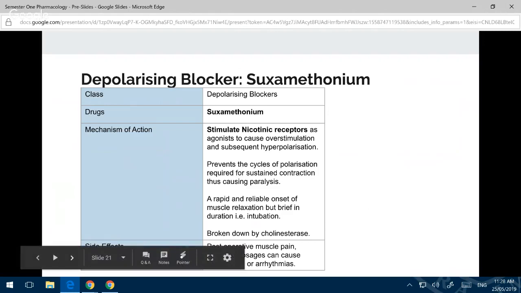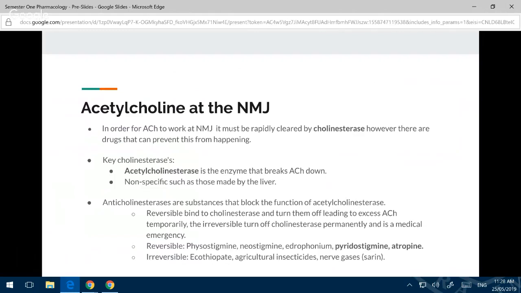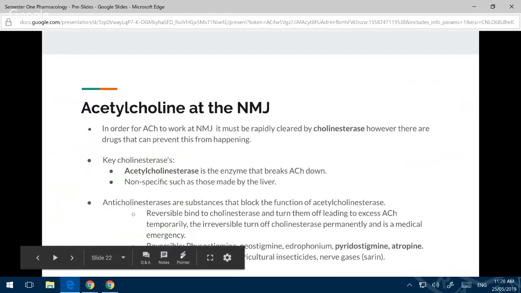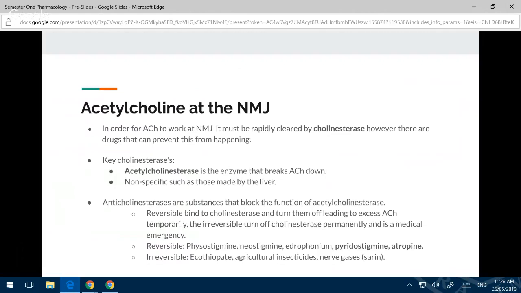Okay, so an important thing with the NMJ is we need to have acetylcholine removed, and it needs to be rapidly cleared by a cholinesterase. There are two main groups. The first one is acetylcholinesterase, which is the enzyme that you'll hear a lot about, and that breaks down acetylcholine. But there are other non-specific ones that are made by the liver that I don't think you need to know. Anticholinesterases are those substances that block the function of acetylcholinesterase. These reversibly bind to the enzyme and turn it off, which leads to a temporary excess of acetylcholine.